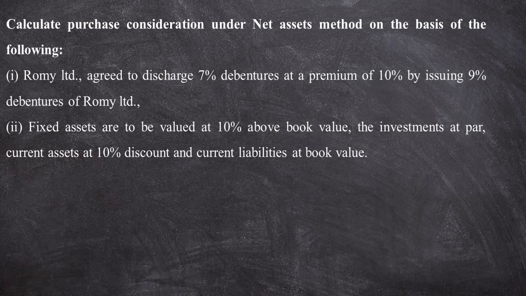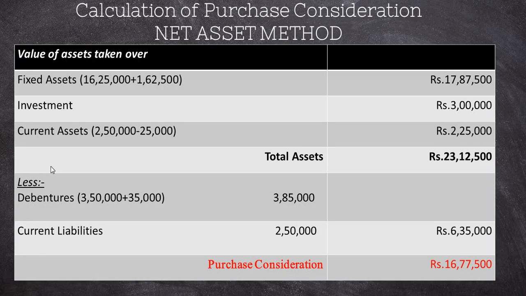And the second one is, fixed assets are to be valued at 10% above book value, and the investment at par, current assets at 10% discount, and current liabilities at book value. So these are all the information which is given for calculating the purchase consideration under the net asset method. So we have to consider this information while calculating it.